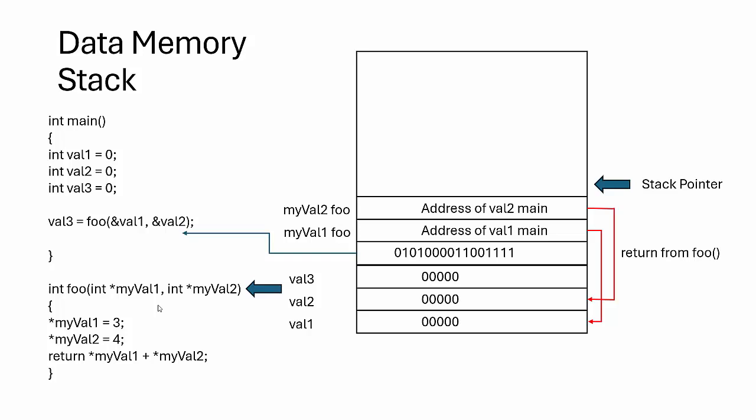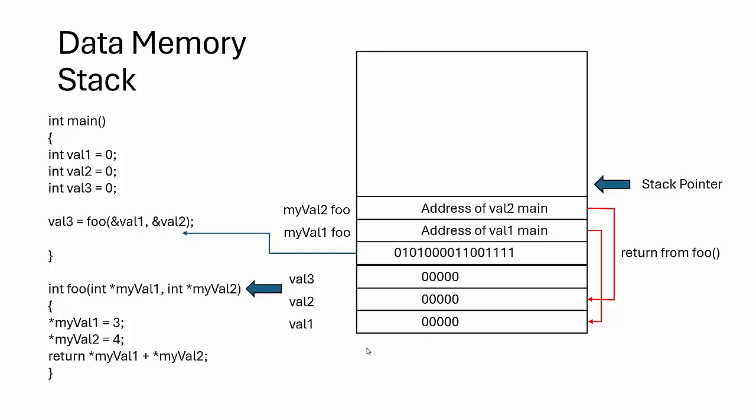So here's how that's going to work. We're going to create two new variables, myval1 foo and myval2 foo. But instead of taking copies of our val1 and val2 down here, I'm actually going to store in these locations the actual addresses of these memory locations. Notice how myval1 points to val1 and myval2 points to val2.